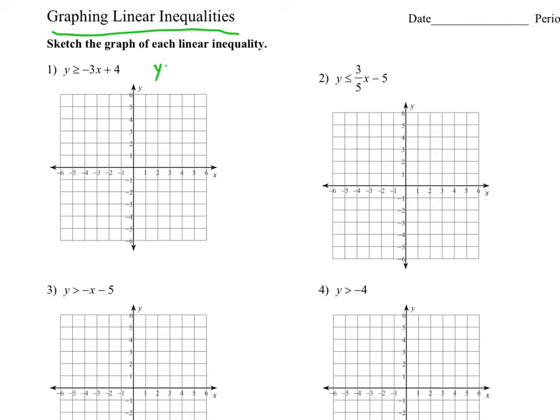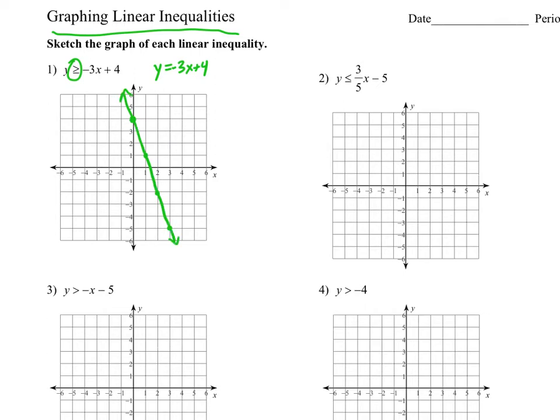So if I pretend that this is y equals negative 3x plus 4, sorry, there's a negative out front, I'm just going to pretend that I graph that. I have a y-intercept at 4. My slope is negative 3, so I go down 3 over 1, down 3 over 1, down 3 over 1, and I have my line. Now as I'm graphing this, this has an equal to, so I can go ahead and fill in that line that it's equal to.